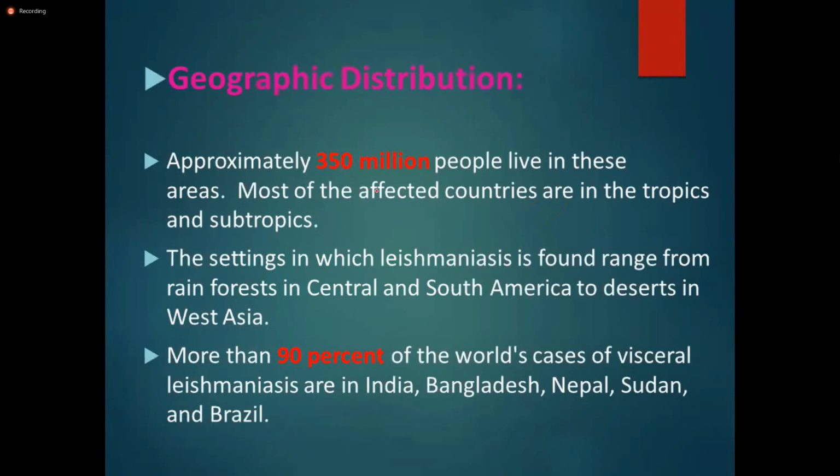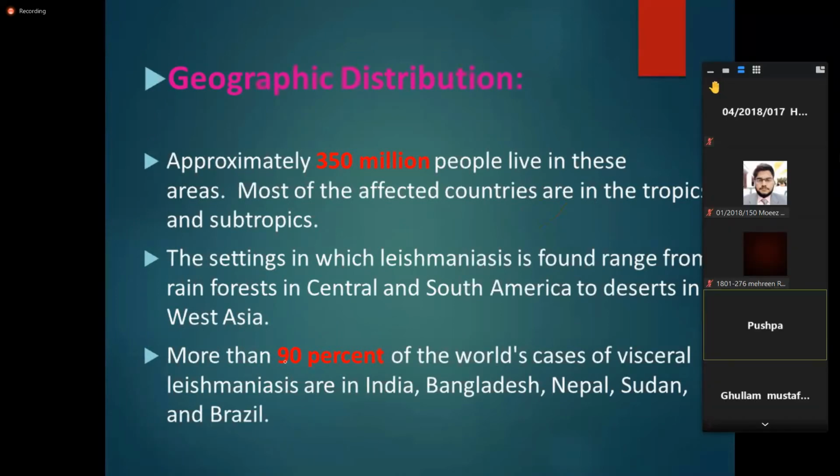Geographically, 350 million people live in these areas. Most affected countries are tropic and subtropic. The settings in which leishmaniasis is found range from rainforests in Central and South America to deserts in West Africa. More than 90% of the world cases of visceral leishmaniasis are in India, Bangladesh, Nepal, Sudan, and so on.